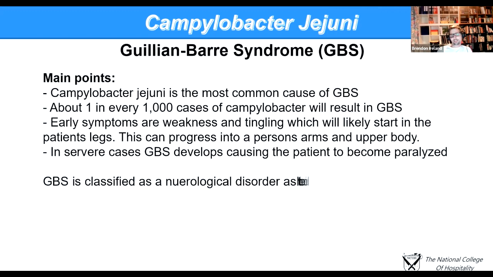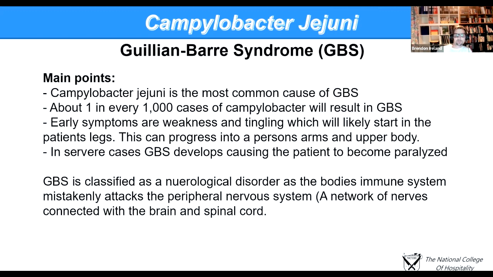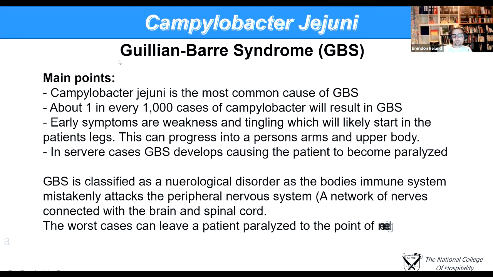GBS is characterized as a neurological disorder as the body's immune system mistakenly attacks the peripheral nervous system, which is a network of nerves connected to the brain and spinal cord. So essentially this is the body's immune system attacking the nerves, and this is what can cause the paralysis of different parts of the body, which then leads on to the next one: the worst cases can leave a patient paralyzed to the point of needing assisted breathing.